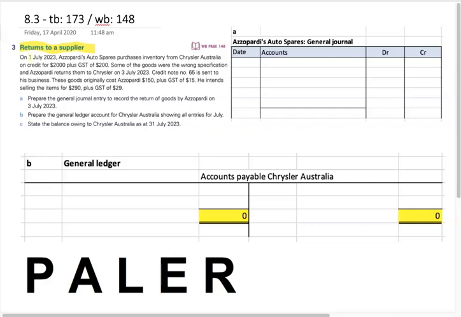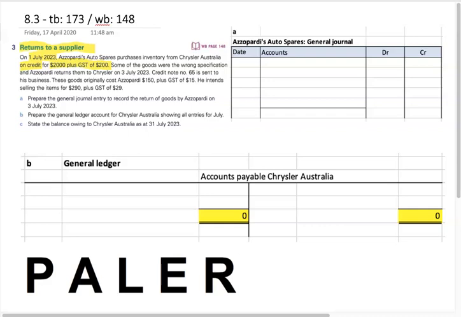So on the 1st of July, the dates are always important, Azo Party Auto Spares purchases inventory from Chrysler Australia on credit. So on credit is always important. That will be relevant later, for $2,000 plus GST of $200. So we will record that transaction in a second, even though it's not actually part of the question, just so we're really clear. The important bit here is that some of the goods were the wrong specification.